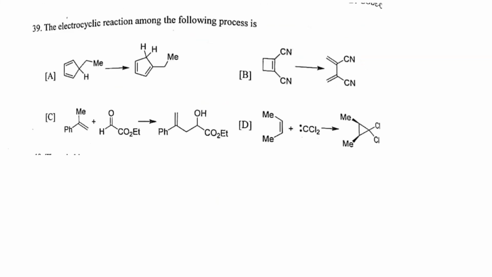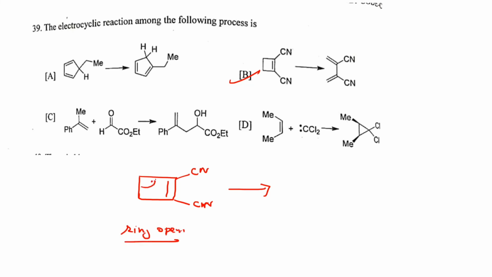Next, which is an electrocyclic reaction. Now see, very simple. Option B is correct. How does the reaction happen? Here put a double bond, here CN, here also CN. Now I do the ring opening reaction. Now see, this bond shifts to here, this bond shifts to here. How many bonds are involved? 2 plus 2, 4. Therefore, this is a 4 pi electrocyclic reaction.